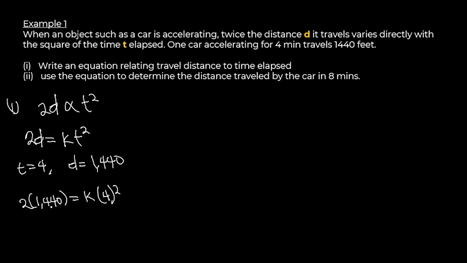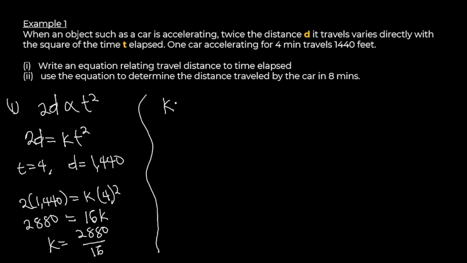If we multiply 2 by 1440, we get 2880, which is equal to the square of 4, which is 16, multiplied by the constant k. So to find the constant k, we divide 2880 by 16, and that gives us the value of our constant to be equal to 180.